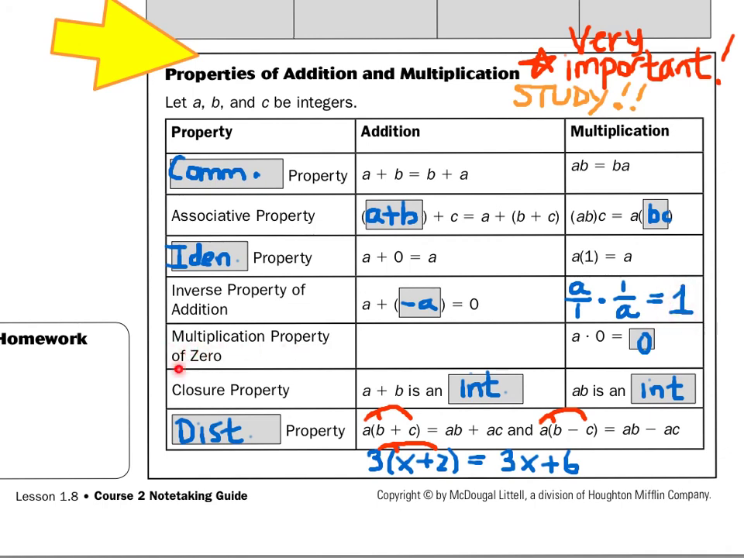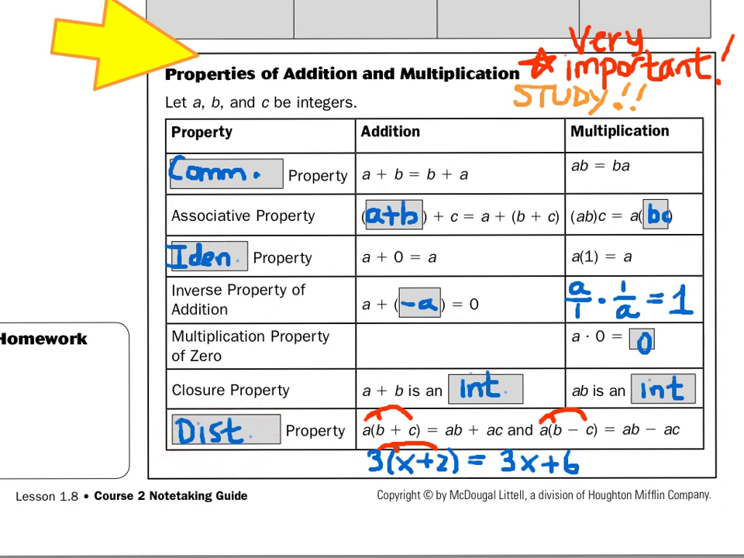The multiplication property of 0, well, any number times 0 gives you 0. So that's a great property to study. The closure property just means if we add two integers, we get an integer, or if we multiply two integers, we get an integer. The distributive property, that's important. That was today, the rainbows.